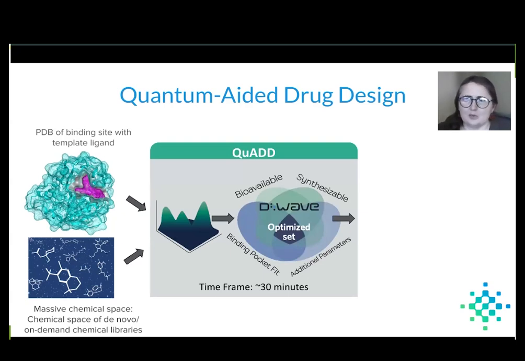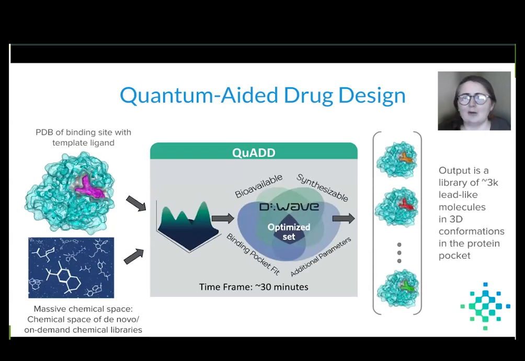So Quad uses the quantum computer to find combinations of fragments that can make small molecules that fit the binding pocket, are synthesizable, are bioavailable, and meet other parameters specific to your drug discovery project, such as being able to cross the blood-brain barrier. So the output is a custom library of candidate molecules in 3D conformations in the binding pocket. With our library of candidates built for the pocket that you're studying, you can go ahead and synthesize these molecules and test them in the wet lab.